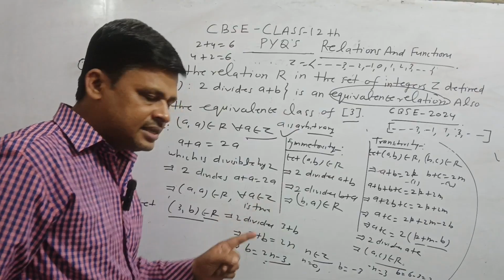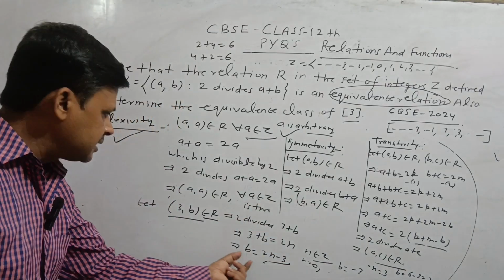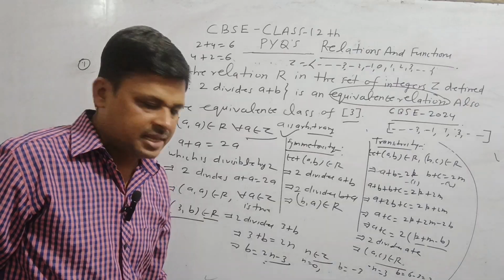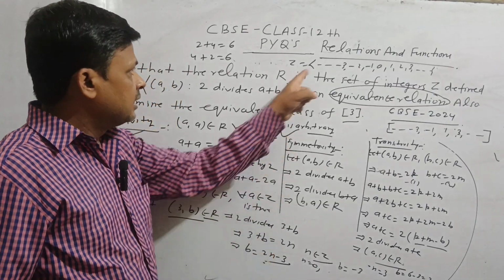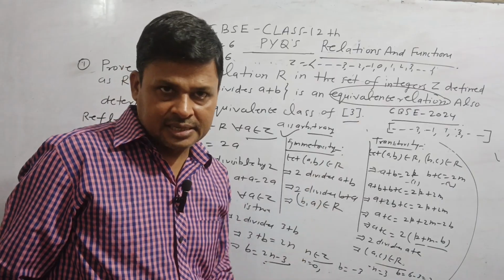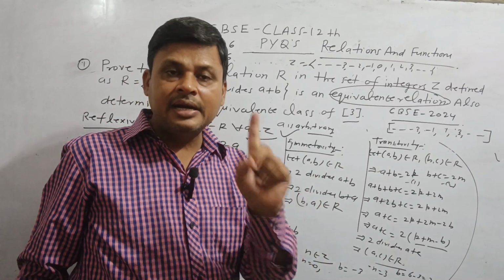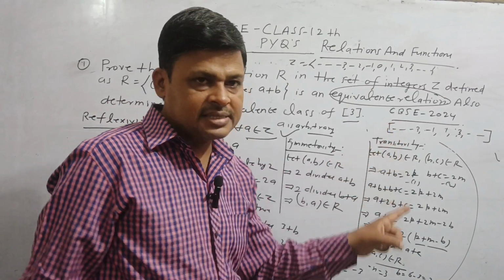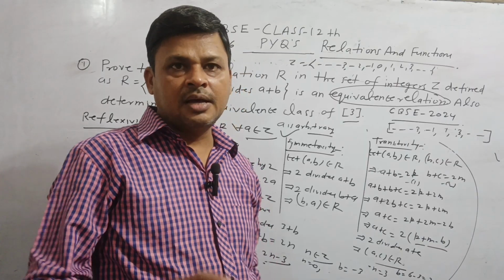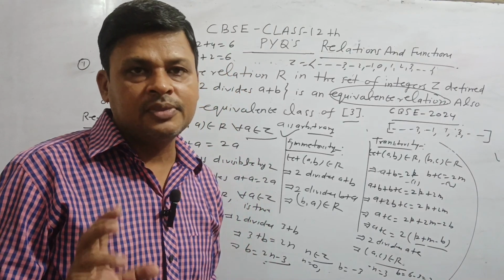All odd integers will be covered in the equivalence class of 3, because b is expressible as 2n minus 3, and if you put these integers one by one, then you get all the odd integers, not 0, but all odd integers in this case. So this is the equivalence class which is related to 3. So this is all about the problem. I have discussed this problem thoroughly.